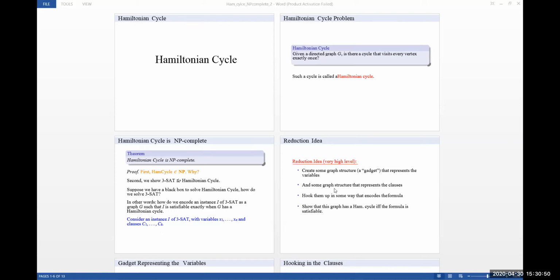Okay, and some graph structure that represents the clauses. So now you have to convert them into clauses, and you have to encode them in the form of a CNF formula. Okay, and show that this graph has a Hamiltonian cycle if the formula is satisfiable. So they are just going to transform the entire Hamiltonian cycle problem into the form of a 3-SAT problem.